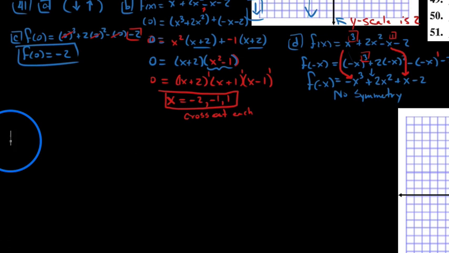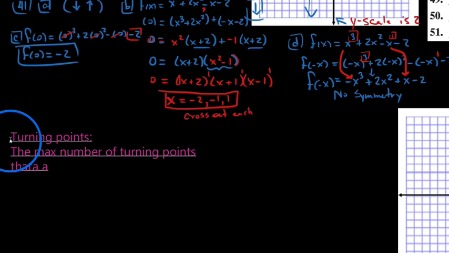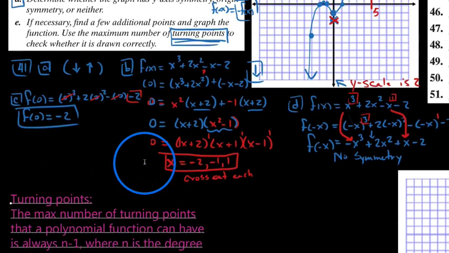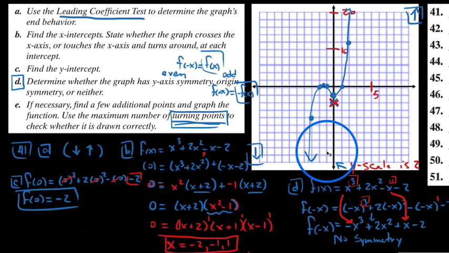We say with respect to turning points, the max number of turning points that a polynomial function can have is always n minus 1, where n is the degree of the function. So you'll notice that the degree of our function last time was 3. It was a third degree function. So we could have at most 2 turning points. That's going to be a helpful thing to know as we sketch these graphs here.